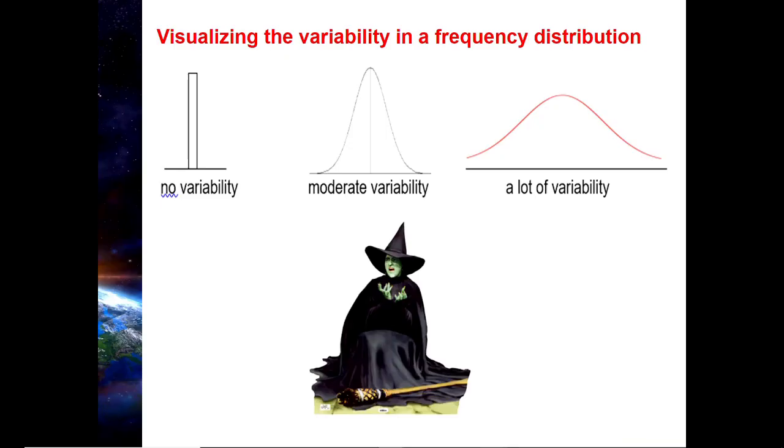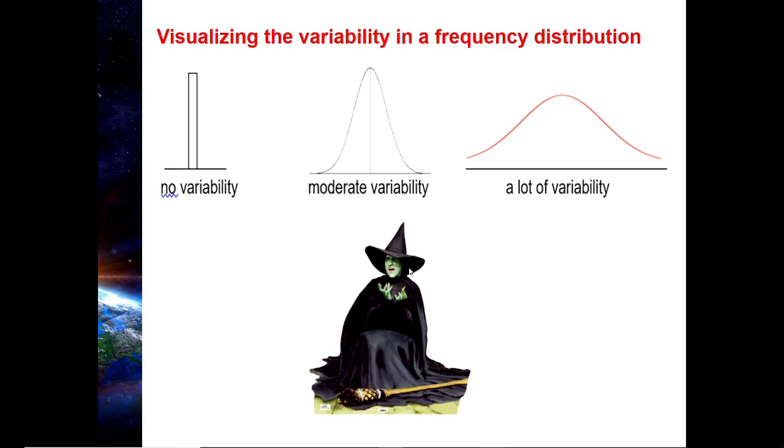Hi everyone. We are going to finish chapter 4 in this lecture, and we're going to start off with this particular slide. And you might be wondering why I have the Wicked Witch of the West pictured here. And no, it's not meant to represent me. It's meant to represent changes in variability or dispersion. And I'll explain that in a minute.